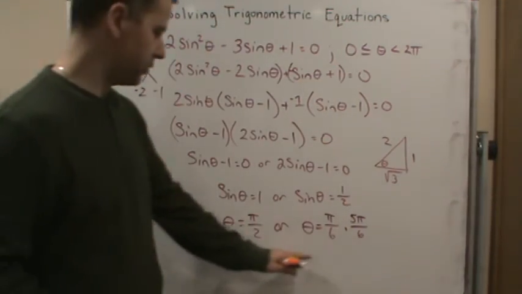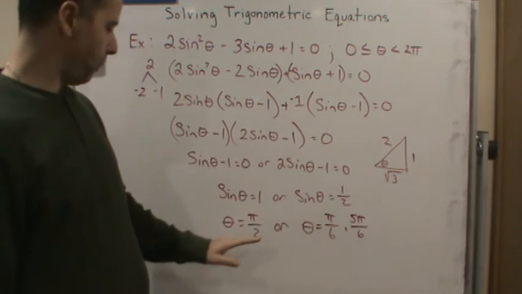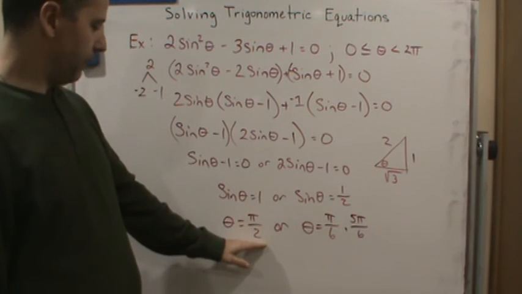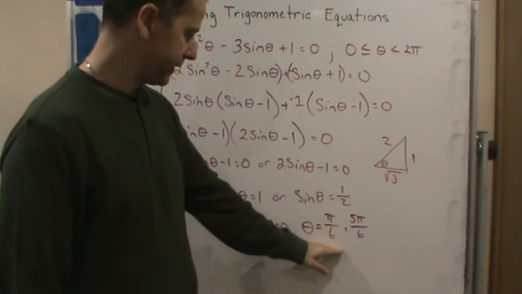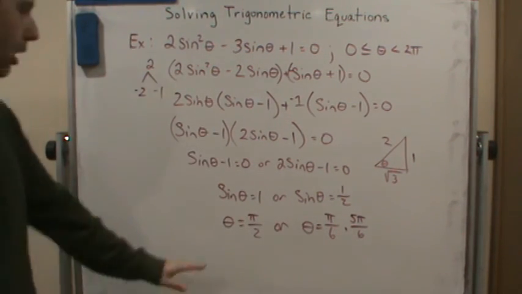So these are the solutions to this quadratic equation. So theta will either be pi over 2, or pi over 6, or 5 pi over 6. And they're all in the domain.